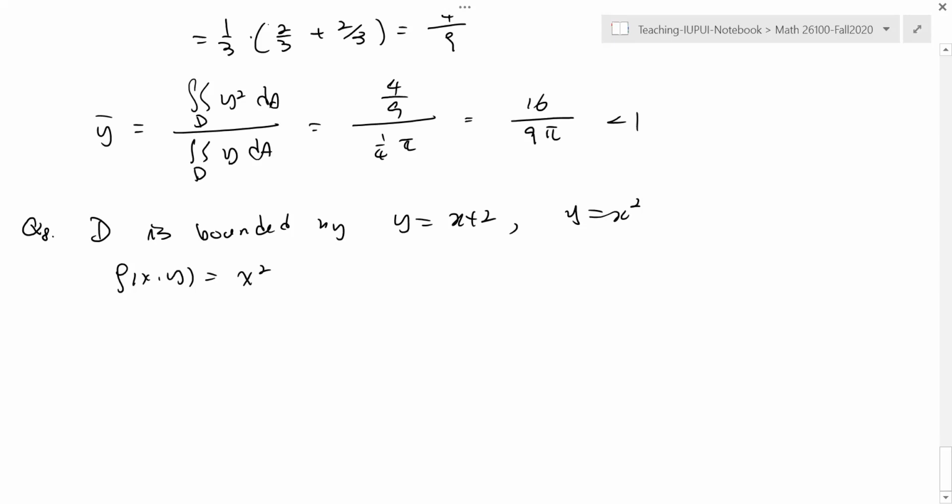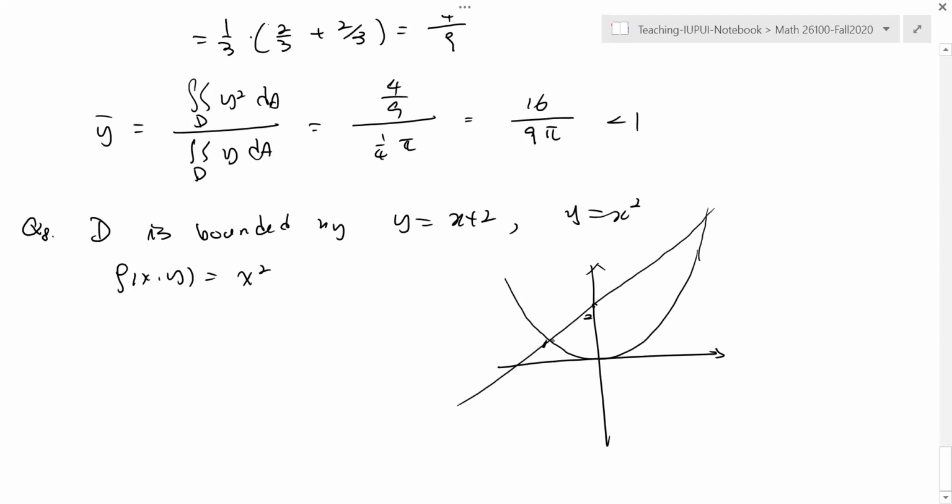Step 1, I have to draw the domain. So how do you draw the domain? The parabola is easy to draw. Then y equals x plus 2. Here's 2. So this line has a slope 1. So clearly there are 2 intersection points here. You have to find those 2 intersection points.